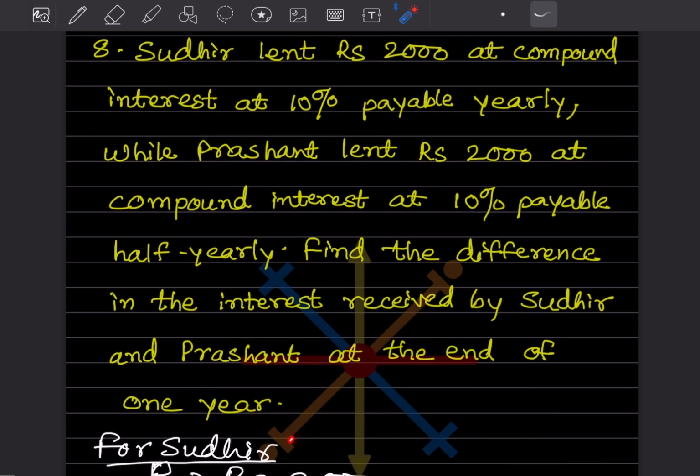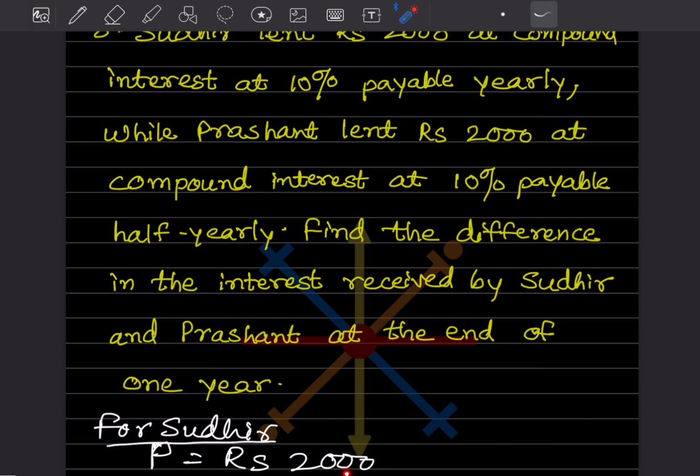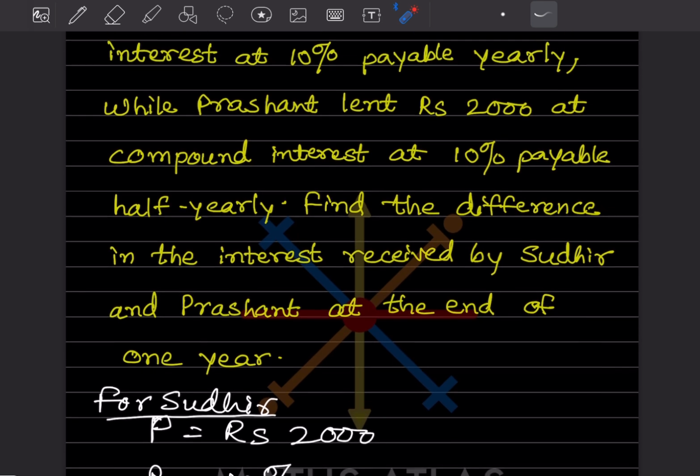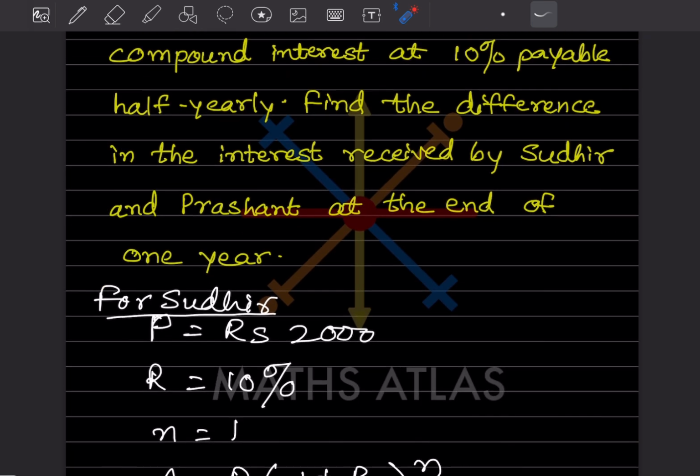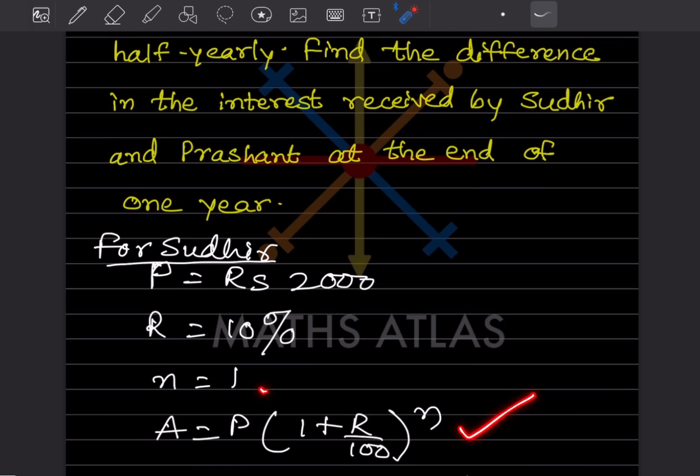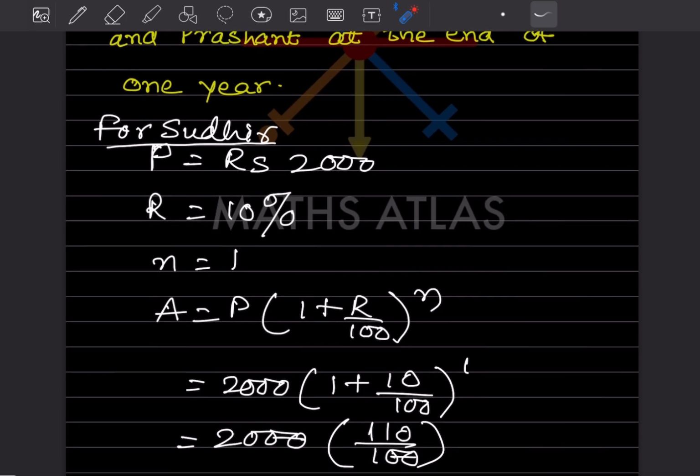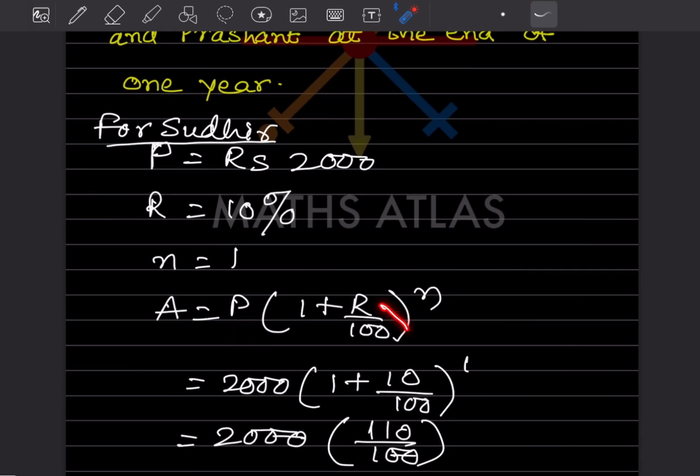Now we'll see for Sudhir first. P will be 2,000. The rate of interest is 10%, and it is for 1 year, so N is 1. We are going to use this formula, A is equal to P, and put the values over here: R is 10 and N is 1.